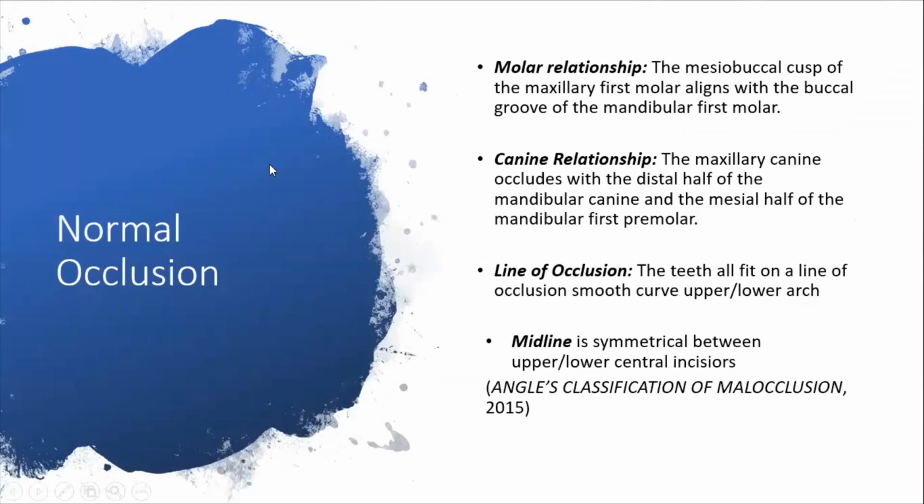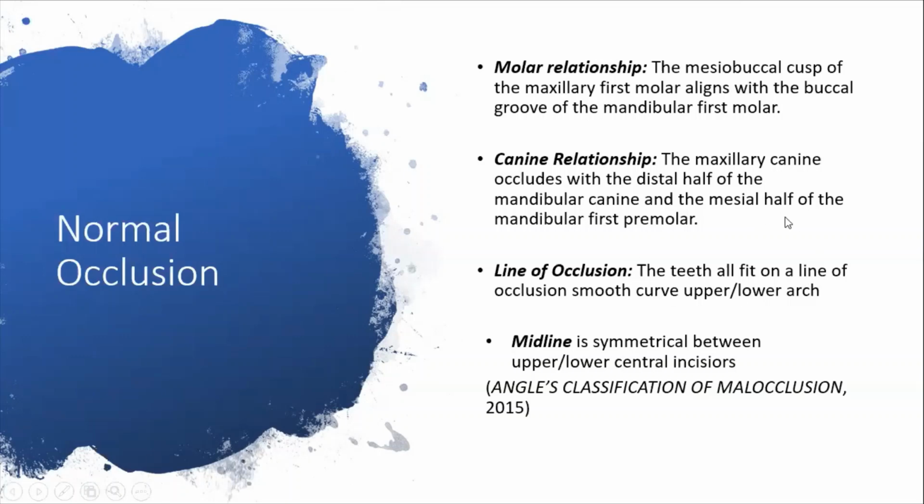Okay, so normal occlusion. The molar relationship is that the mesiobuccal cusp of the maxillary first molar aligns with the buccal groove of the mandibular first molar. The canine relationship, you'll see the maxillary canine occluding with the distal half of the mandibular canine and the mesial half of the mandibular first premolar. So it's getting a little bit tricky here, and I'm going to give you a tip for this.